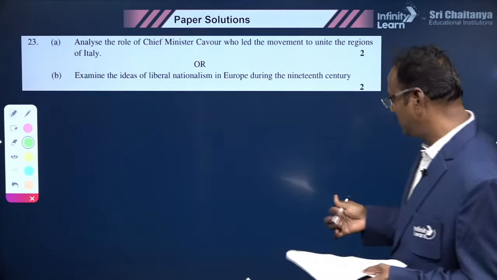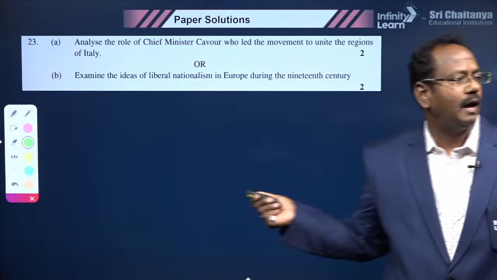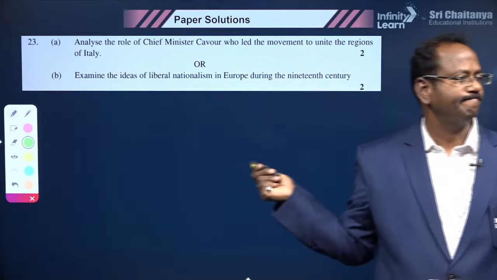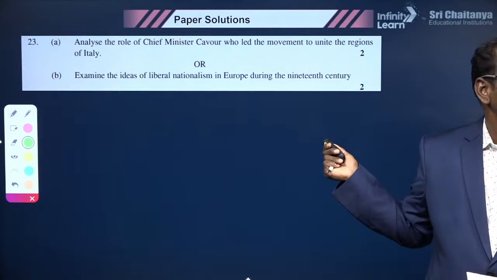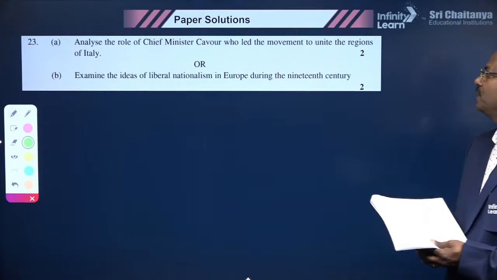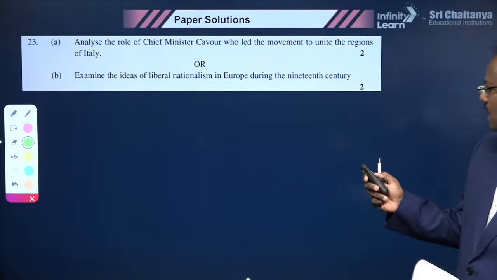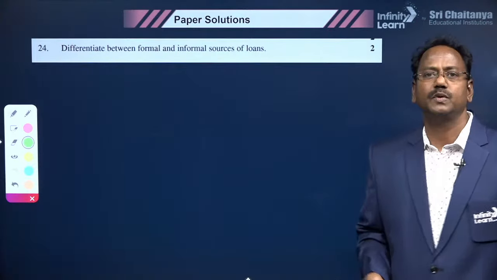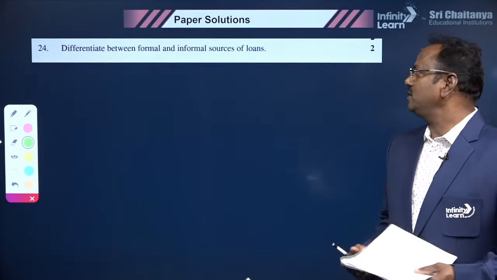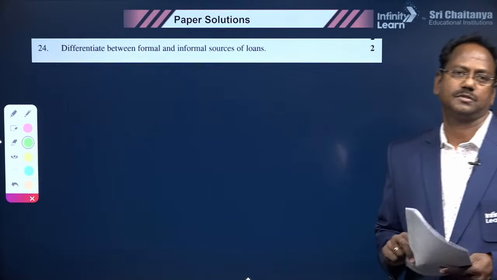The next question is question number 23, analyze the role of chief. And I go for the next question. Question number 24, differentiate between formal and informal sources of loans.